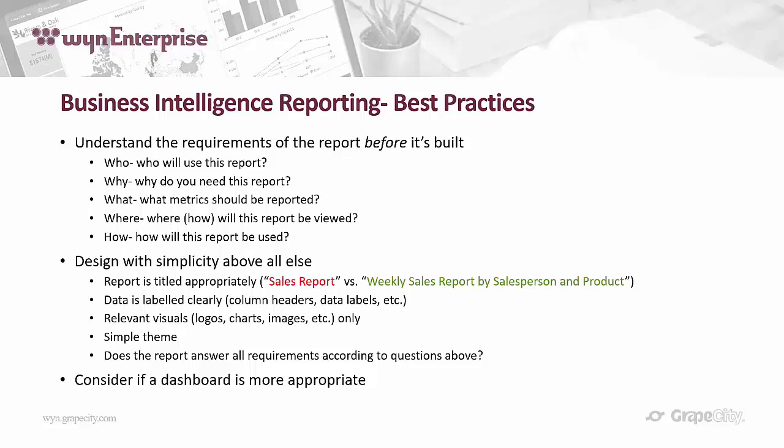I see reports titled sales report all the time, and that is confusing. I mean, you can interpret that in a lot of different ways. So if I have a weekly sales report by salesperson and product, I know exactly what that report is telling me. I know exactly what that report is for, and I know the story that it's going to tell me. Sales report, well, that could be weekly, that could be daily, that could be monthly, it could be by a certain product, it could just be aggregated data. I don't know what it's going to tell me. So title it appropriately.